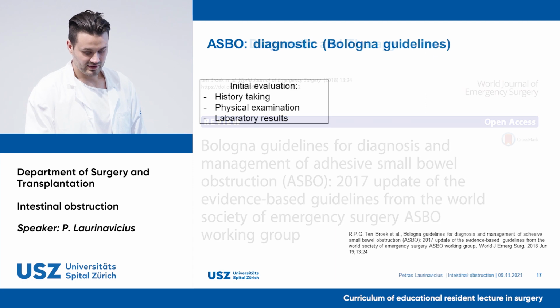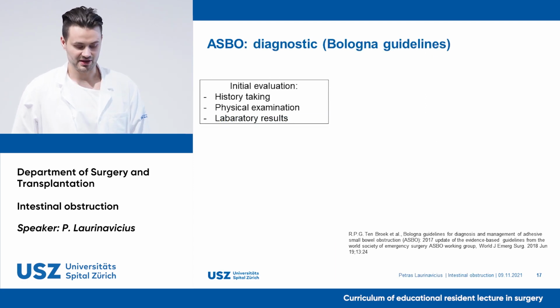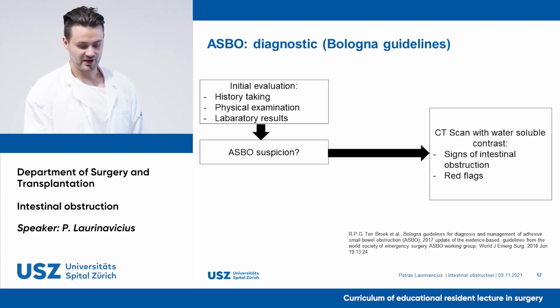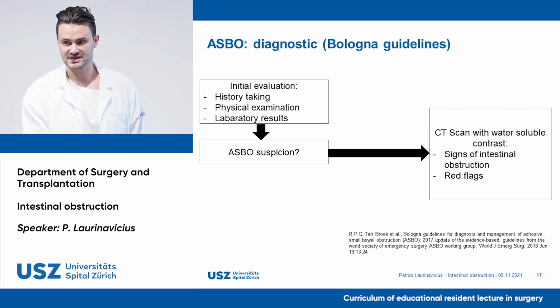everyone. The algorithm starts with initial evaluation of the patient, including history taking, which, amongst others, should be focused on previous operations. Physical examination includes the symptoms that we have discussed before, and the lab results are mostly nonspecific. What we can expect are elevated infectious parameters such as white blood cells and CRP. If we have the suspicion of ASBO, we should go with further diagnostics, and in the best case scenario, it is a CT scan with water-soluble contrast. And this in itself has two aims. Firstly, we have to look for signs of intestinal obstruction, and we have to look for red flags.